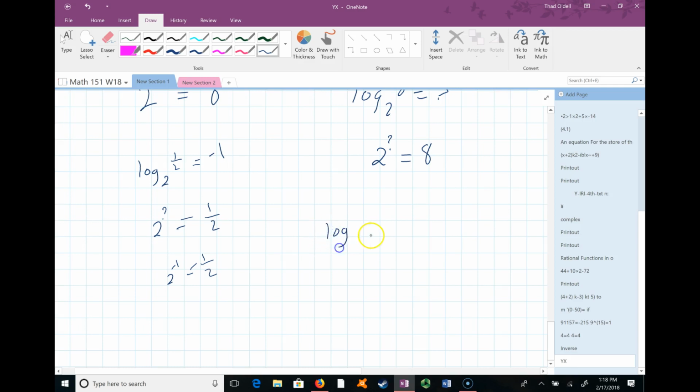Another example, log of 1,000. So if you see log without any base, that generally means log base 10. If you see a natural log like this, that means log base e. Log without a base means log base 10. Every other log has a base written in. So this is log base 10 of 1,000. So that's saying 10 to what power equals 1,000. And of course, we just think for a moment, 10 times 10 times 10 would be 1,000. So the answer to that is 3.